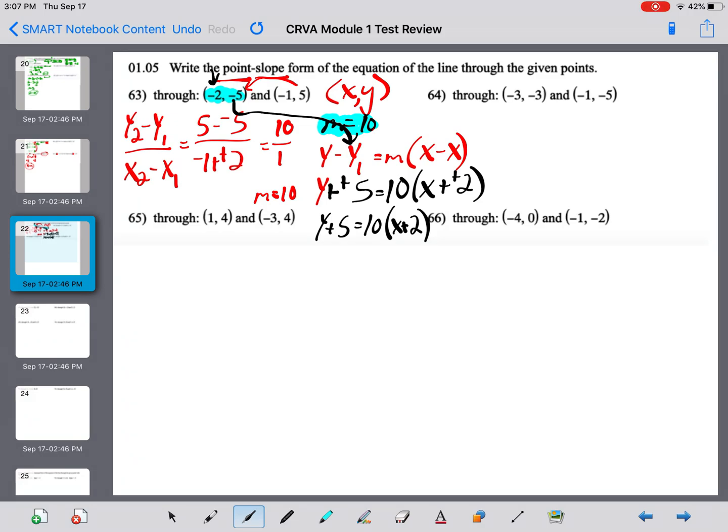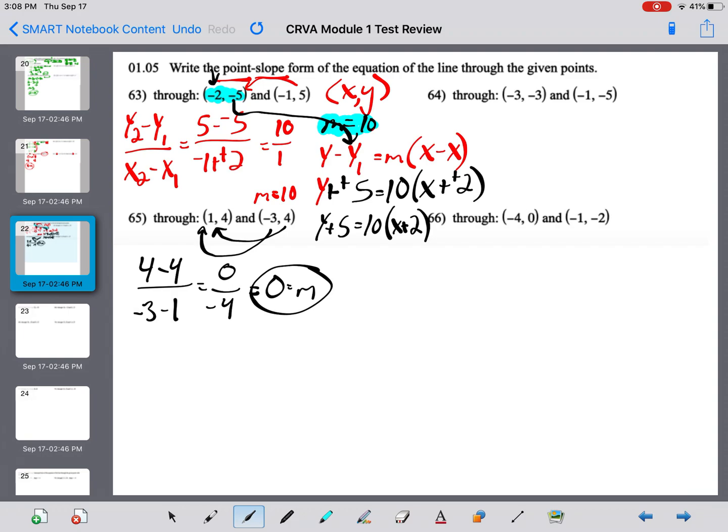Again, we're trying to find the point slope form of the line going through these 2 points. So on number 65, I'm going to find the slope. I take 4 minus 4 divided by -3 minus 1. And I get 0 over -4, which is the same as 0. So my slope, or m value, is 0. And I'm going to use this coordinate pair. So my y is 4 and my x is 1. So I get y minus 4 equals 0 times x minus 1.